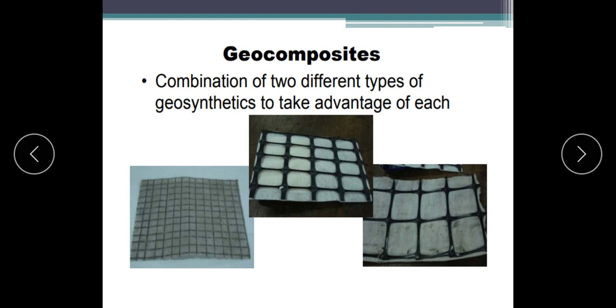Then we have geocomposites, as I explained previously, which are a combination of two different types of geosynthetics to take advantage of each other. This is a geogrid with a geotextile material at the center, which acts as a reinforcement material as well as a filter or separation layer. So this is a combination of two different geosynthetic materials.